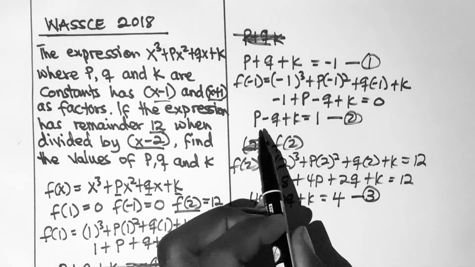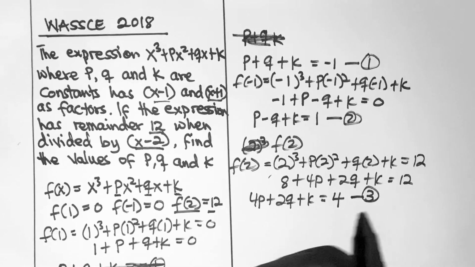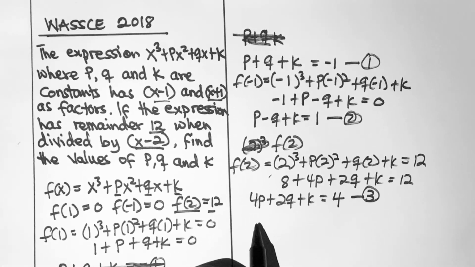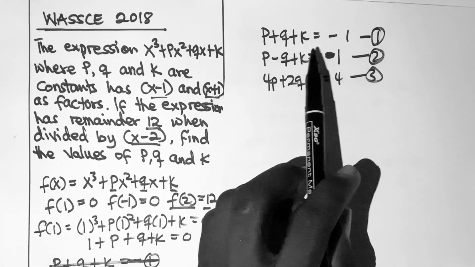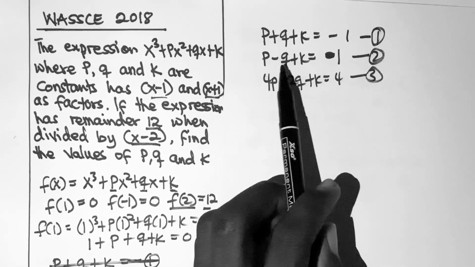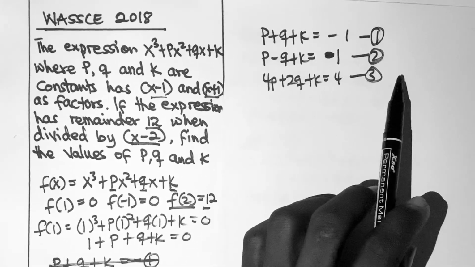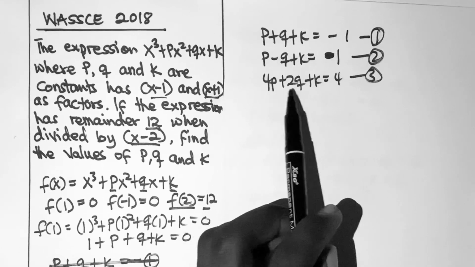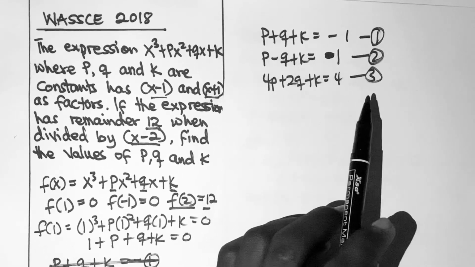So now let me write the equations so that we can solve these 3 equations simultaneously. So p plus q plus k equals minus 1 is our first equation. Then p minus q plus k equals 1 is our second equation. Then 4p plus 2q plus k equals 4 is our third equation.